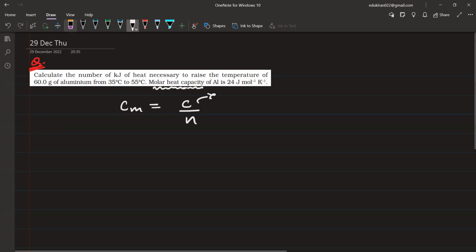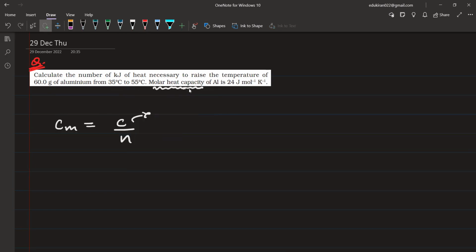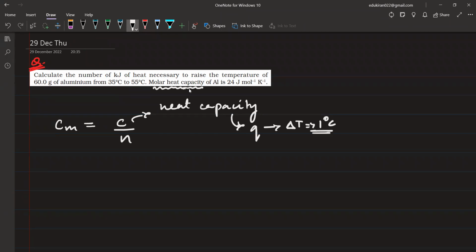You guys should start revising now. C क्या है यहाँ पे बताइए जरा. What is C here? Heat capacity. Heat capacity. And heat capacity क्या होता है? That is the heat required to increase the temperature by what degree Celsius, right? Yes, sir.